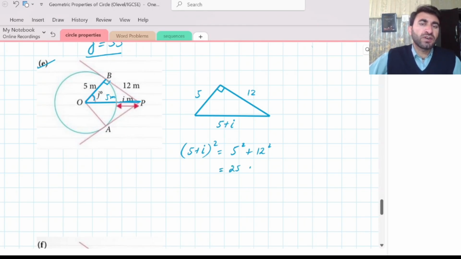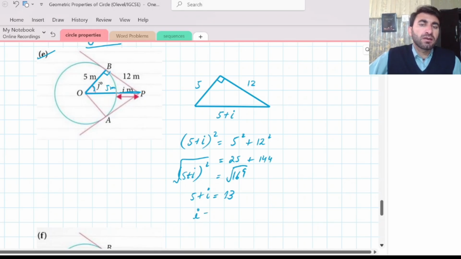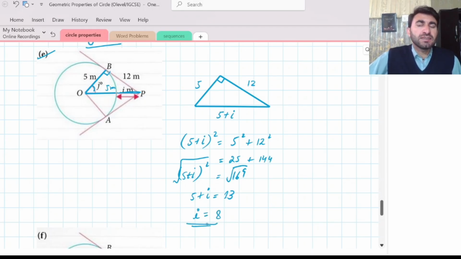So 25 plus 144 equals 169. So 5 plus I whole square equals 169. So if I square root both sides, it shall become 5 plus I equals 13. It cannot be negative because that is definitely the sum of two sides. So I will become 13 minus 5, which is definitely 8. So the value of I is 8.